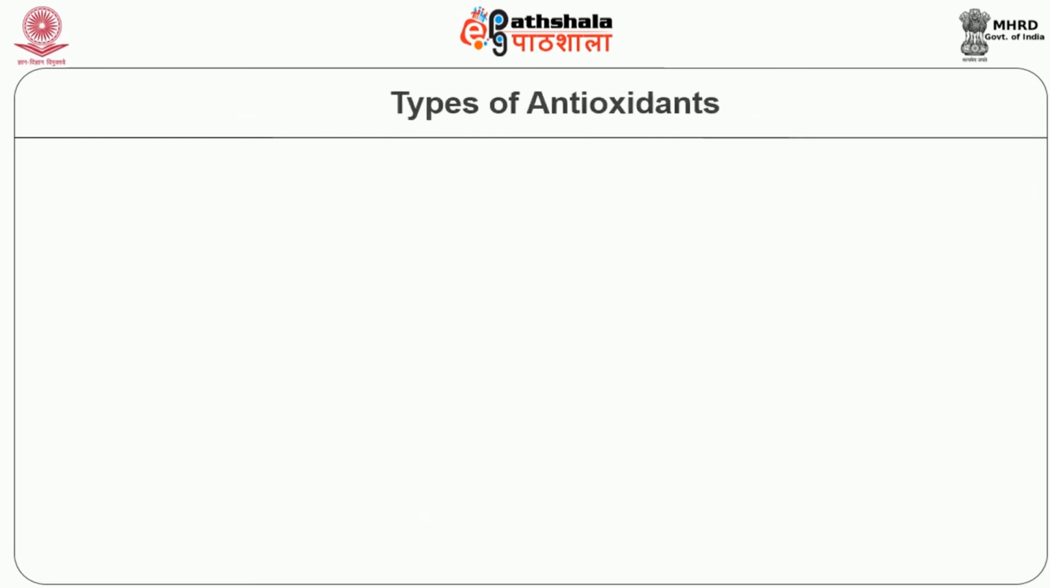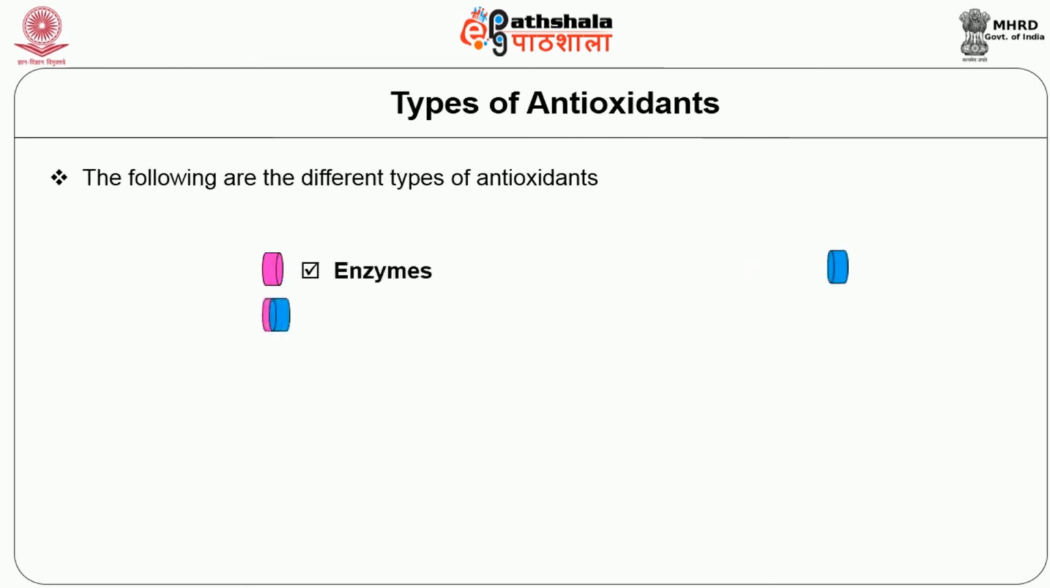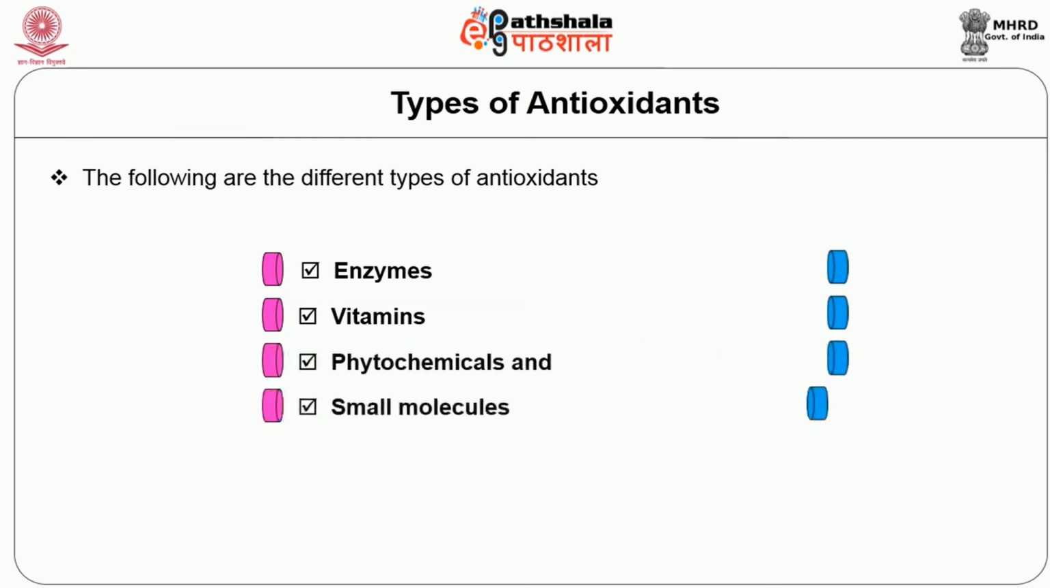So far, we have discussed in detail the different classes of antioxidants. The antioxidants which we have seen under the different classifications can also be grouped into different types as enzymes, vitamins, phytochemicals and small molecules. So dear students, in this session the various classes and types of antioxidants which are available for the system to eliminate the toxic effects of oxidative stress were discussed.